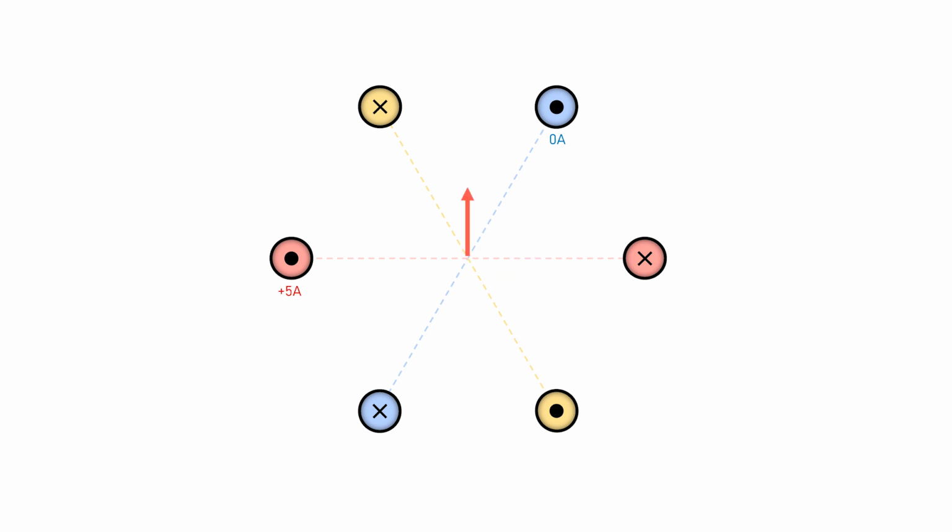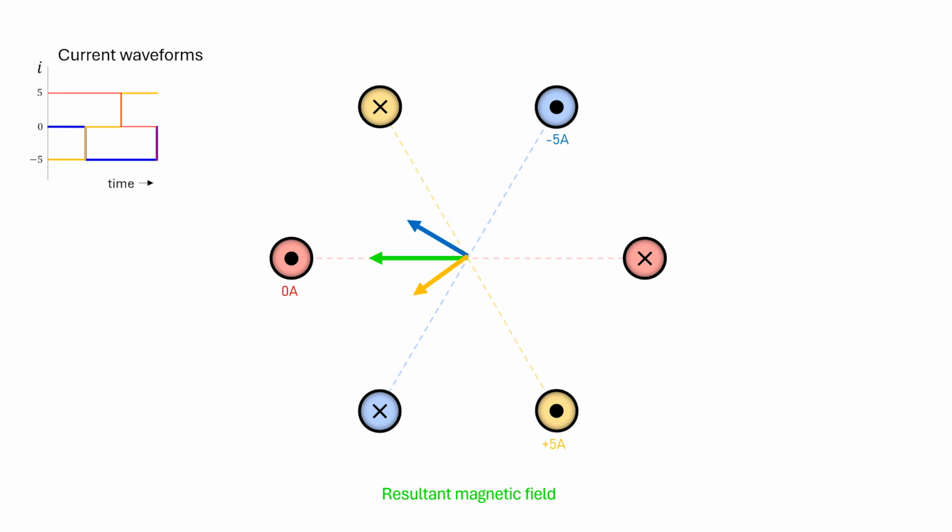If we pass +5 amperes from the red coil, -5 amperes from the yellow coil, and 0 amperes from the blue coil, the resultant magnetic field points towards 60 degrees, as shown. Similarly, you can get the resultant magnetic field pointing towards any of the 6 directions along the dotted lines by changing the currents appropriately through the coils. And when you do that in a particular sequence, you get a rotating magnetic field. The currents passing through the coils are shown with waveforms here. We get a rotating magnetic field if these current waveforms are passed through the coils.